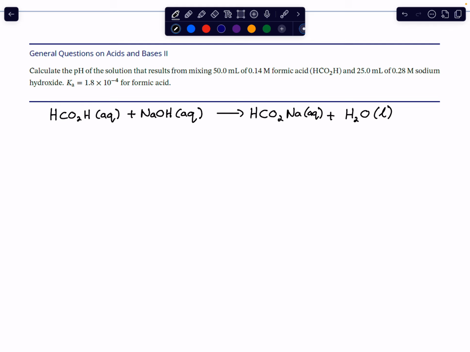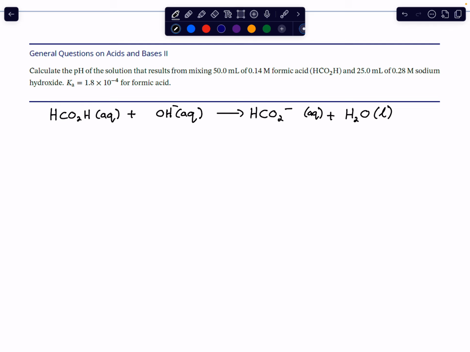Alright, so that is what forms from this reaction. If we want to write a net ionic equation for this, then we can just remove the sodium. So that means the sodium is just a spectator ion. The net ionic equation means it's just hydroxide reacting with the acid, right? So that's our net ionic equation. All right, so that's what forms.